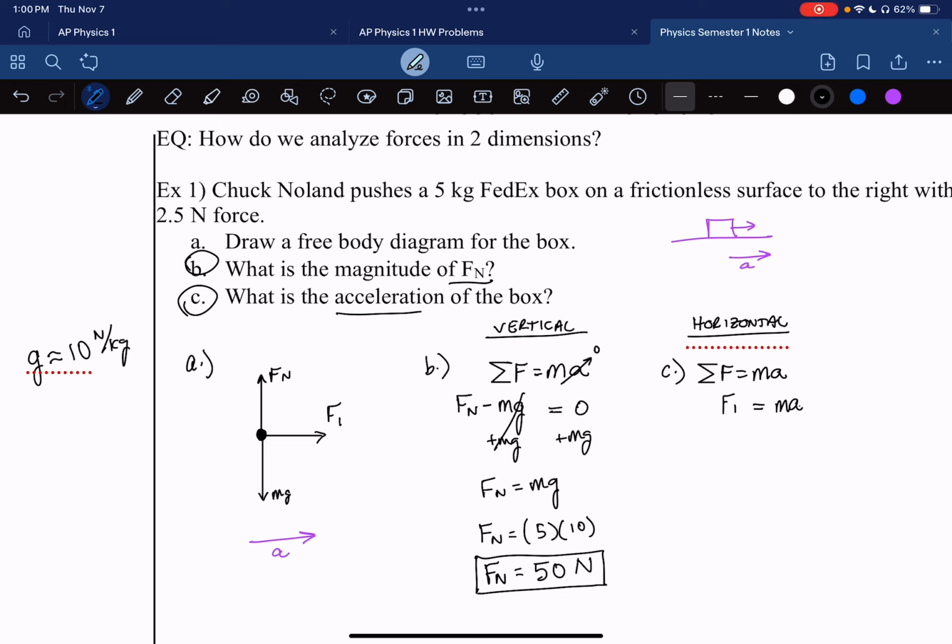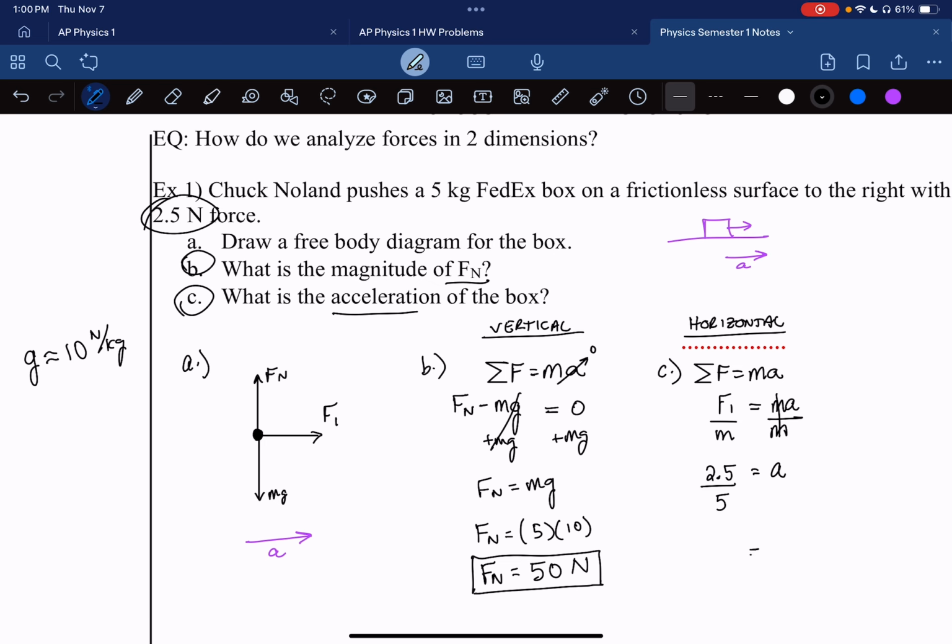For part C, we're going to solve for the acceleration. And so we want to isolate the acceleration. We're going to divide both sides by m, because that'll get rid of it there. We have F1 over m. F1 is the pushing force, which is 2.5 newtons. And the mass is 5. So 2.5 over 5 is 0.5 meters per second squared. There we go.